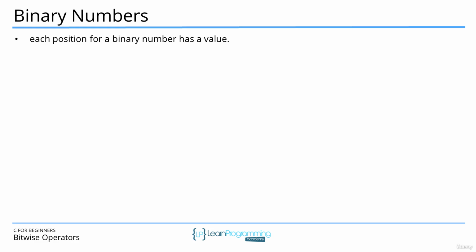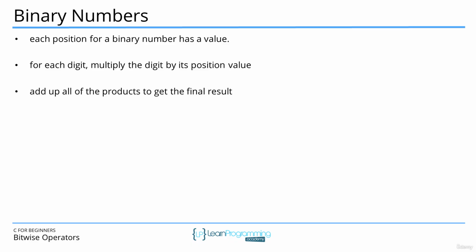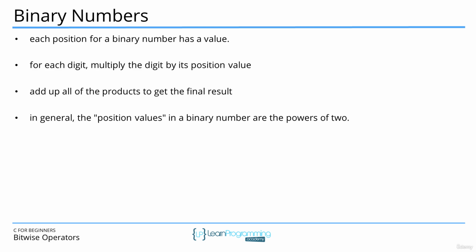The way that you want to convert a binary number to a decimal number is you want to look at each position in the byte with the corresponding bit, and then use the power of 2. So for each digit, you multiply the digit by its position value using the power of 2, and then you add up the entire product to get the final result.